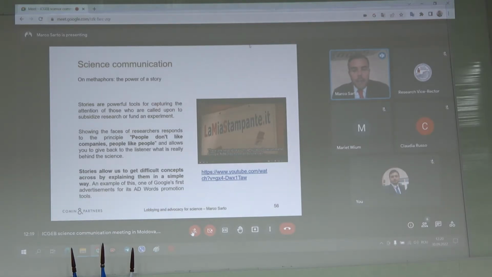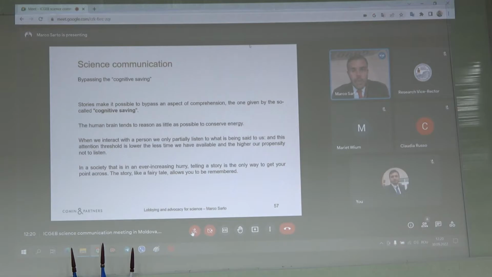We don't have a lot of time. We always try to work with the so-called cognitive saving. So why are stories important? Because they have the ability to bypass the so-called cognitive saving, the fact that the human brain tends to reason as little as possible just in order to conserve energy. Telling a story is the only way to get the point across. The story is like a fairy tale, it allows you to remember something which could be strong, which could be not easy to understand, not easy to remember.